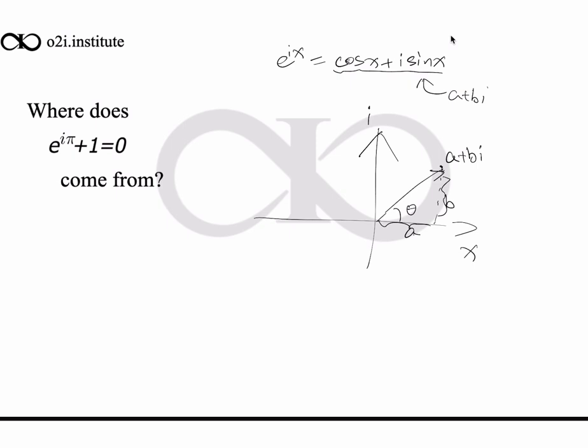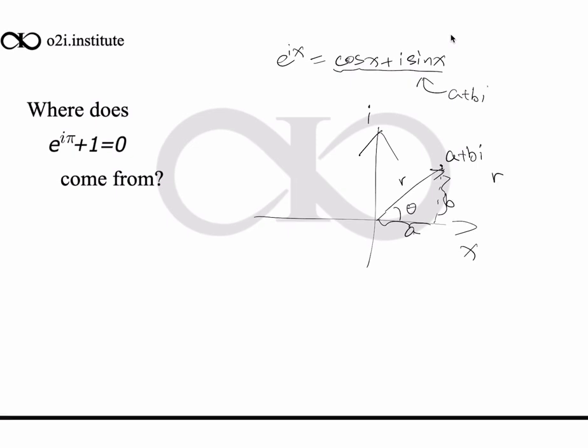Okay, now we have angle theta. Also, we can figure out the hypotenuse. Let's say it equals r. And by the Pythagorean theorem, we can see that r equals the square root of a squared plus b squared. Now, let's try to express a plus bi in another way, which is using trigonometry.